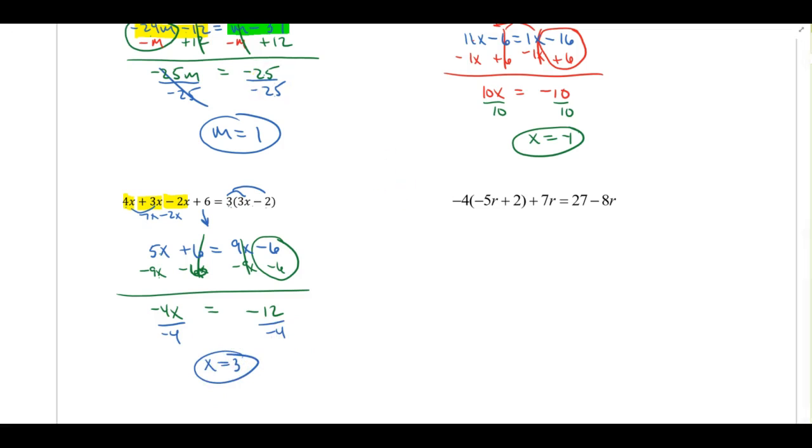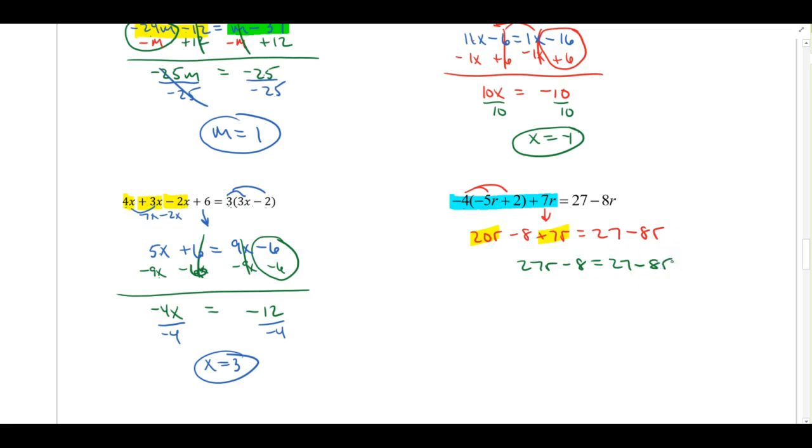Alright, the next one. First thing I have to do is simplify this side. I have to distribute. Negative 4 times negative 5r is 20r. Negative 4 times 2 is minus 8. Bring down the plus 7r equals 27 minus 8r. But if you look, 20r and 7r can be combined. That would give me 27r minus 8 equals 27 minus 8r.